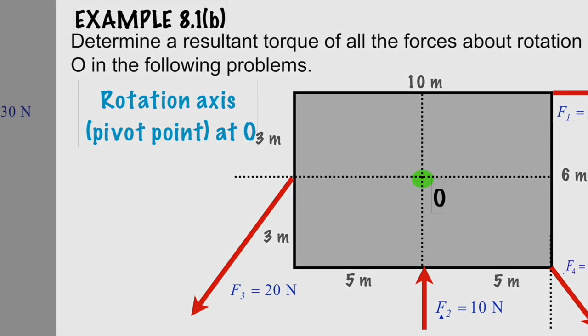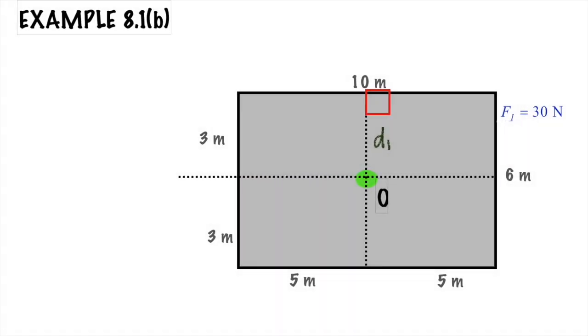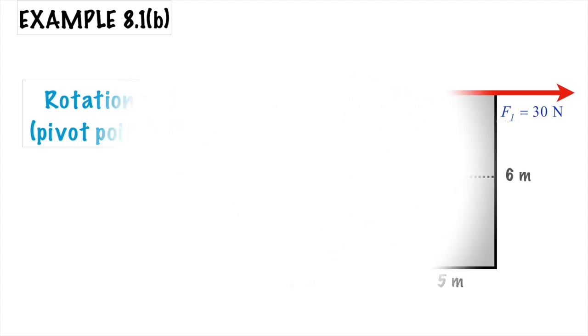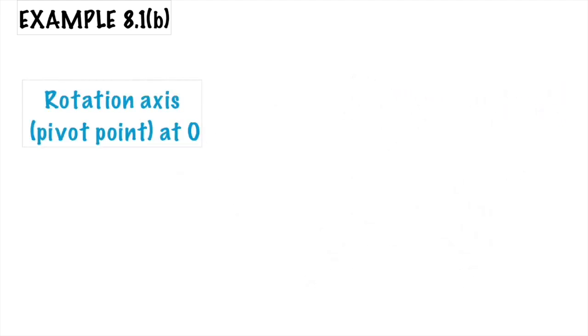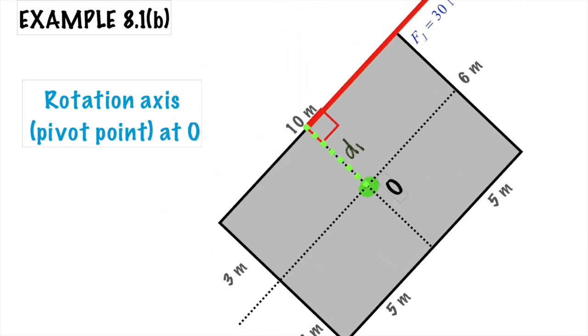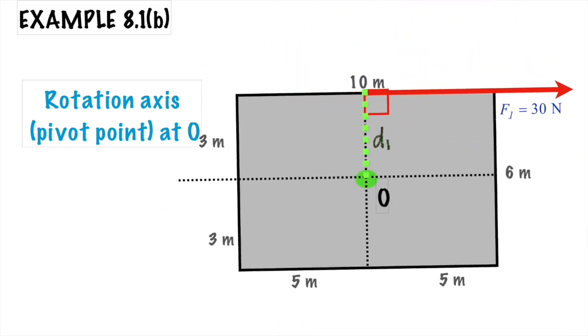Another example. Okay, for this example, the pivot point is at the center of the body. Again, for F1, we need to find the perpendicular distance, D1, and then we need to find the direction of the force rotation. For F1, the force will rotate clockwise. Means that our torque is negative.